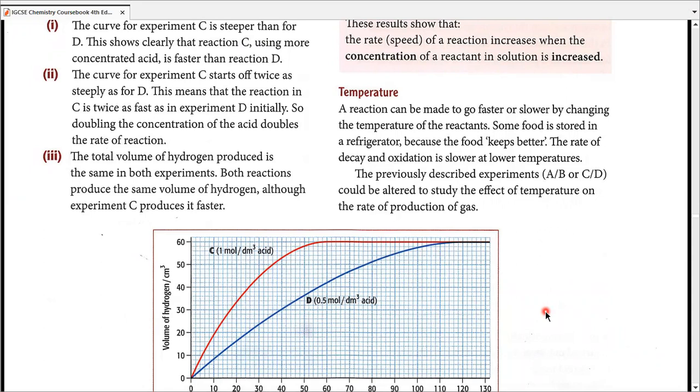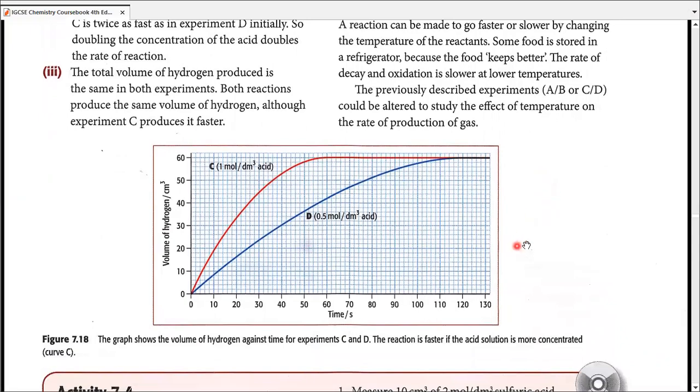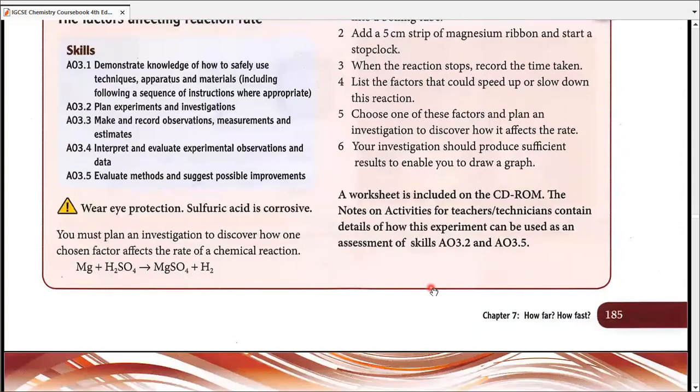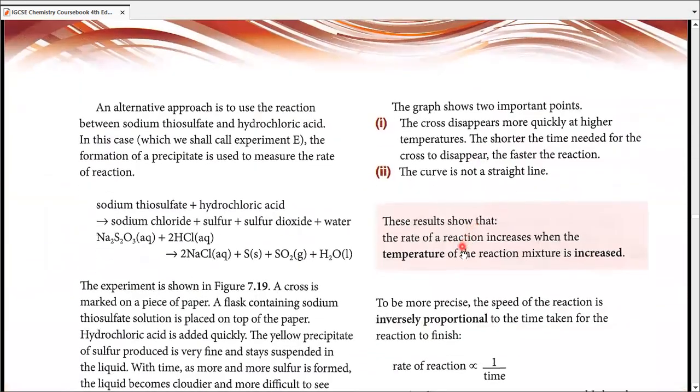So as far as temperature is concerned, yes, the temperature can make a reaction go faster or go slower, and temperature can actually alter the rate of reaction, right? So let's study the effect starting from the next page.